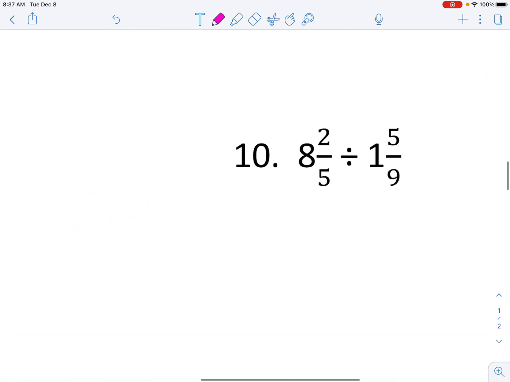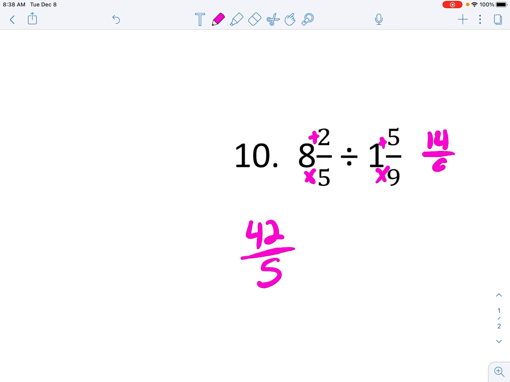Last one, number 10. 8 and 2/5 divided by 1 and 5/9. We need to change both of these to improper fractions. Okay, 5 times 8 is 40, plus 2 is 42, over 5. This one, 9 times 1 is 9, plus 5 is 14, 14 over 9. But I skipped dot flip, so this is 9 over 14.